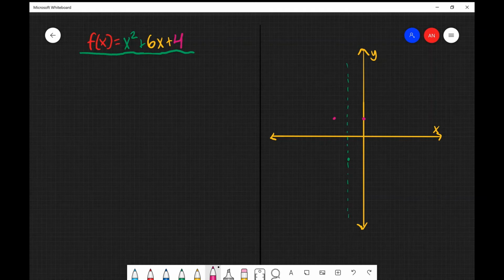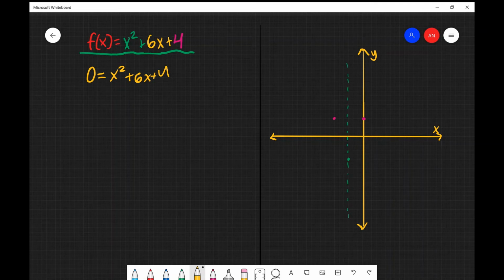Now let's find the x-intercepts. To find the x-intercepts, we set f of x to 0. So we get 0 is equal to x squared plus 6x plus 4. So we have to find the solutions for this, or the roots, to find the x-intercepts. As you've seen from my previous video solving quadratic equations, there are 3 methods for doing this.